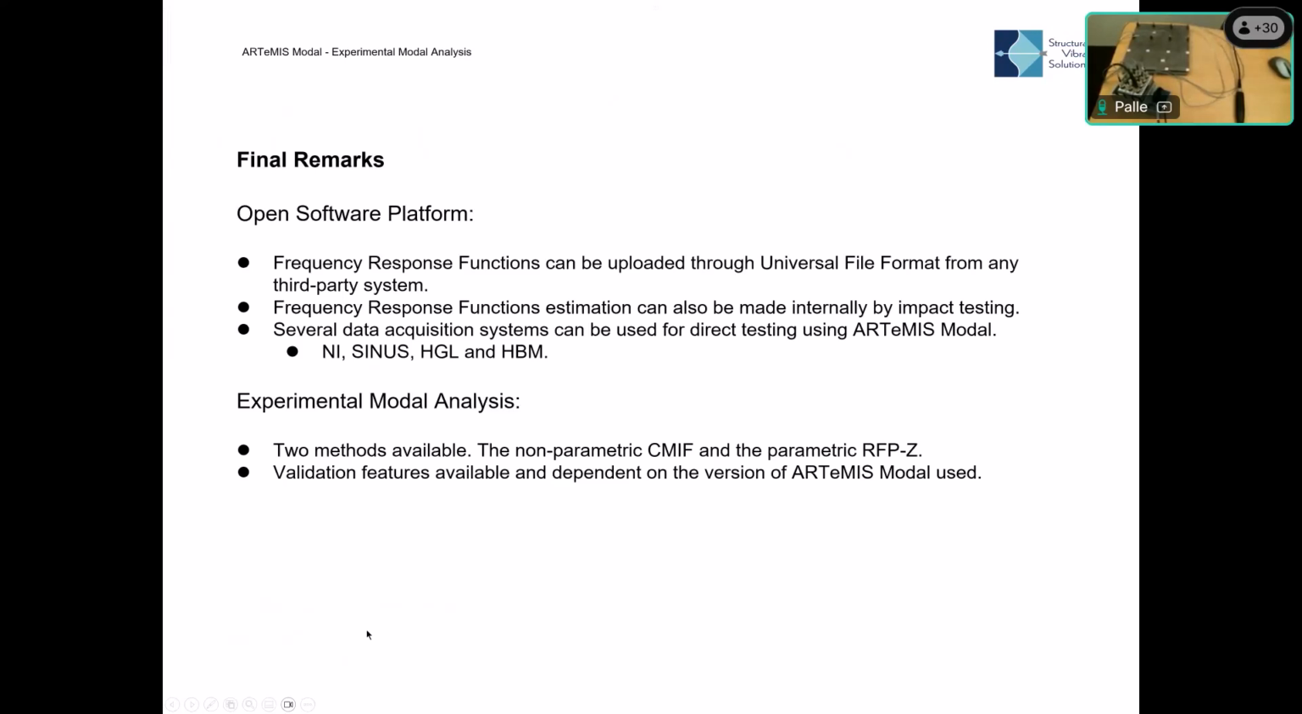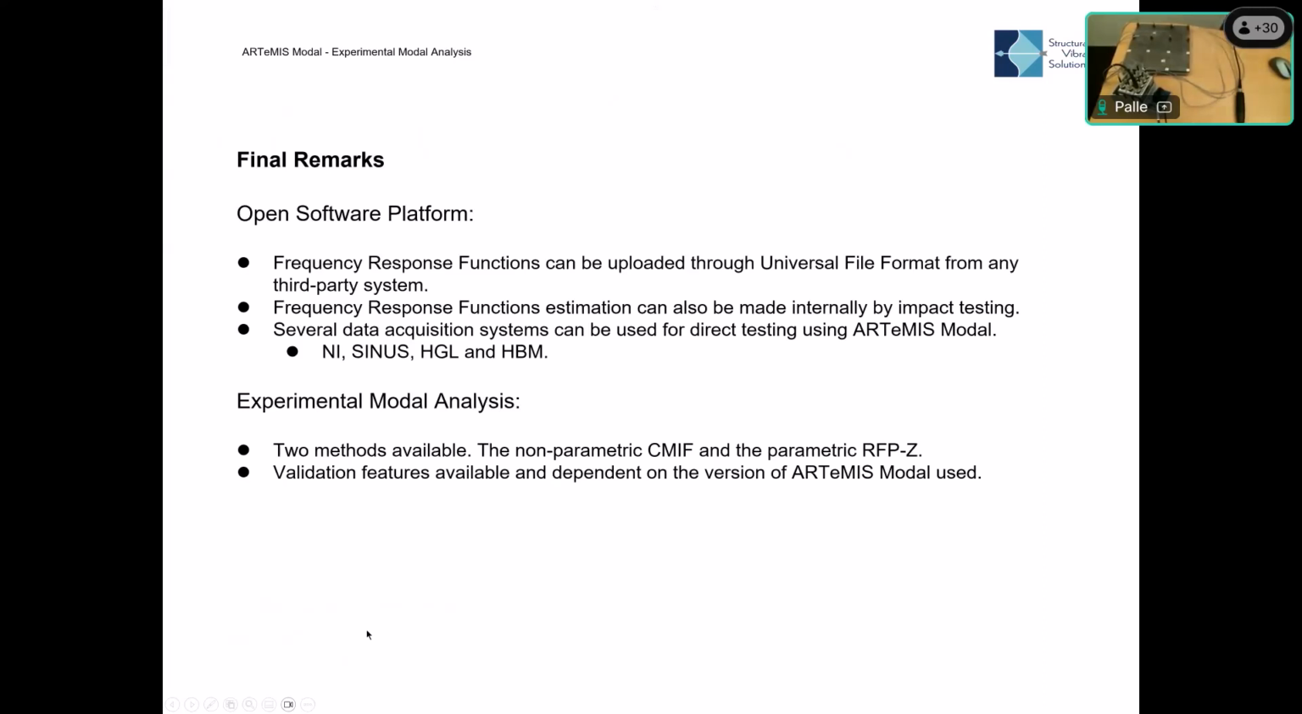Or you can also, of course, use our own impact testing module in order to get these FRFs determined. We support right now 4 different types of hardware vendors. There will probably be more in the future, but right now these are the ones. And here in the office we have most of it on our own, so that we can try it out. Then when it comes to experimental modal analysis, we have right now 2 different methods available in the software: the CMIF and the RFP-Z. And I have tried to show you both of them here today.